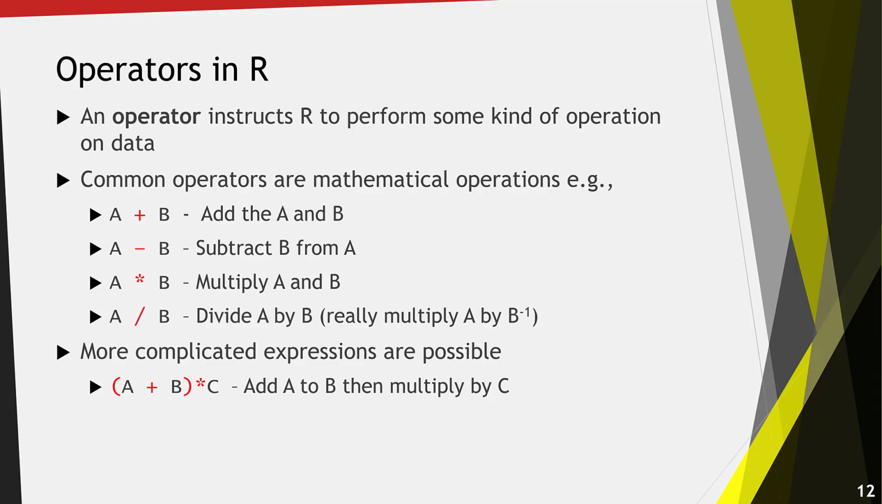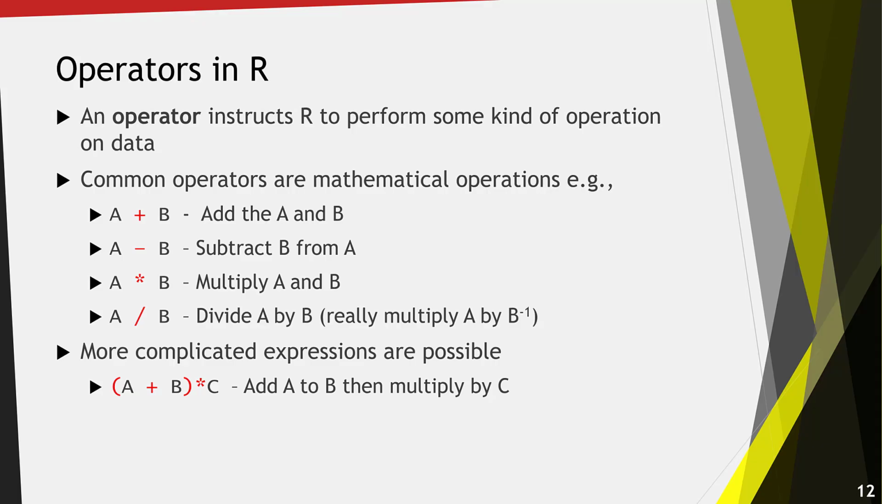So an operator is going to instruct R to perform some kind of operation on data. The common operators are just mathematical operators. So for example, the plus sign says that you should take whatever's on the left-hand side and add it to whatever's on the right-hand side. The minus sign will subtract whatever's on the right from whatever's on the left. The multiply sign will multiply the left and the right side together. And the divide sign will divide the left side by the right side.